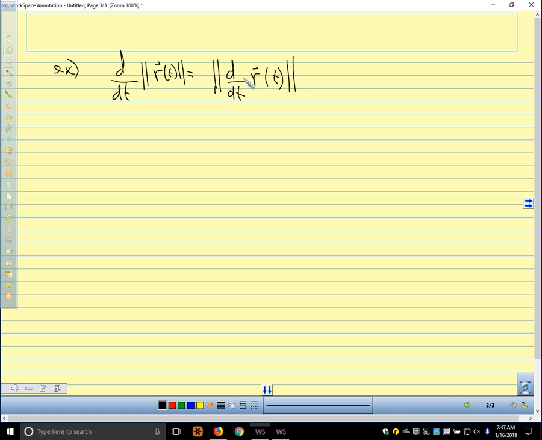And what does this represent? You do the derivative and then the magnitude. If we're thinking of a particle moving, what is this? That's the velocity. Magnitude of the velocity, which is, what do we call that? Speed. So that's the speed. And what is this? That's just the derivative of the magnitude of the position.